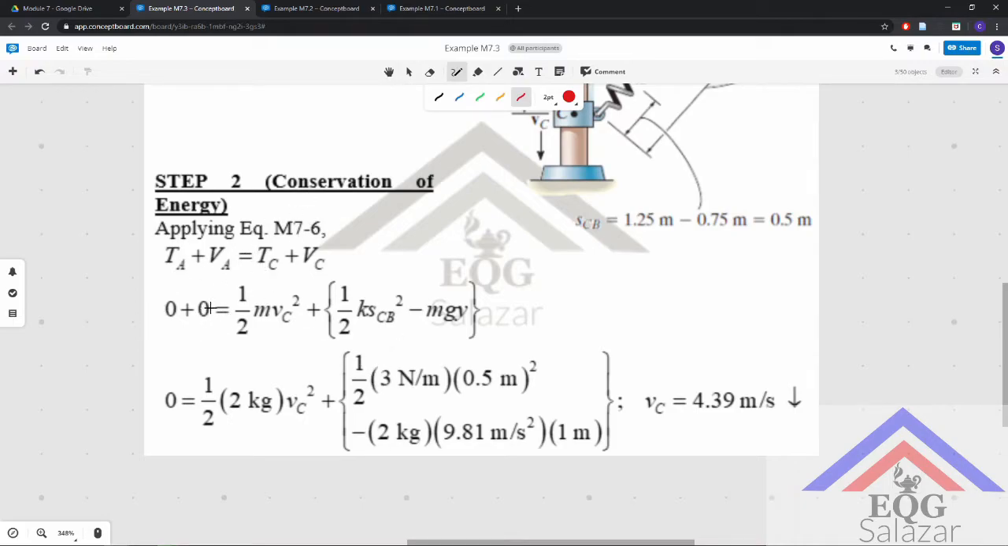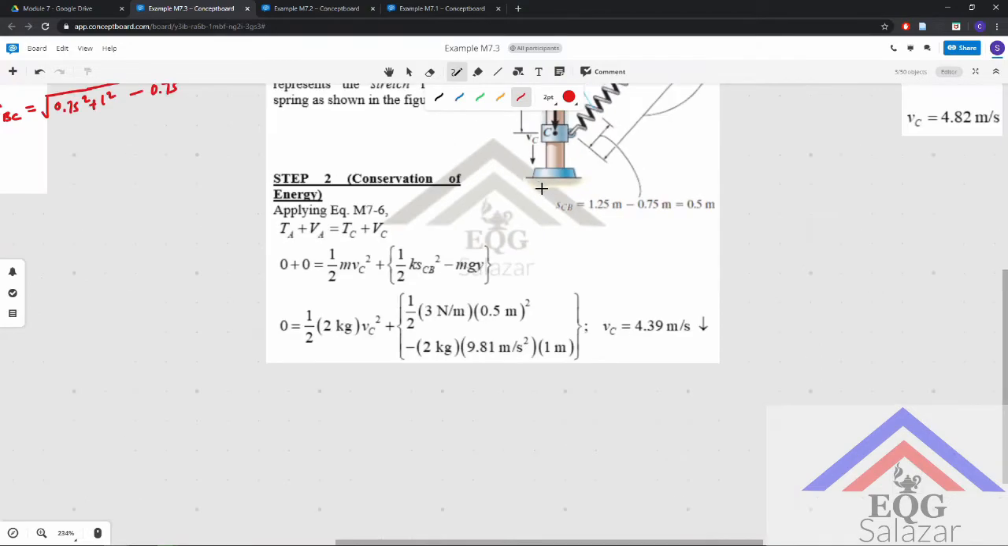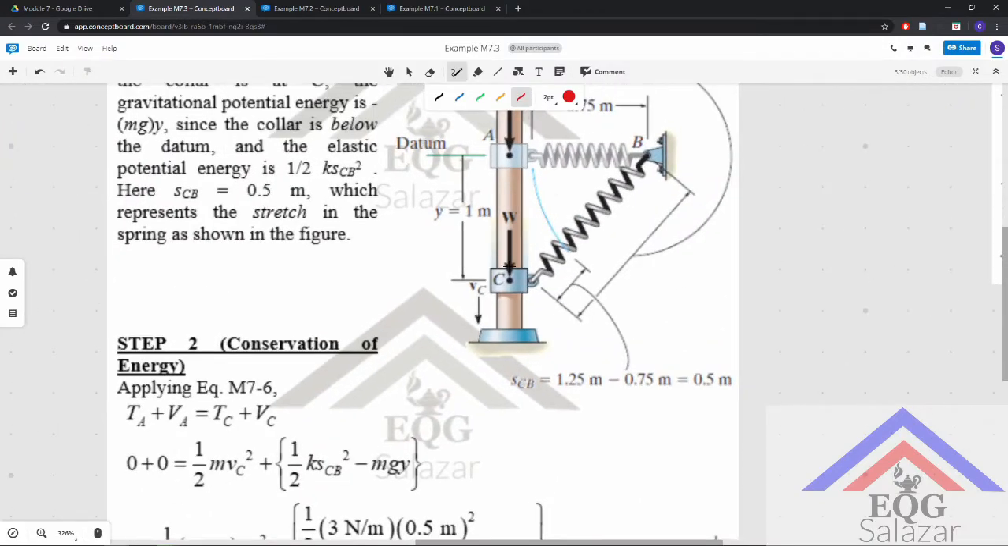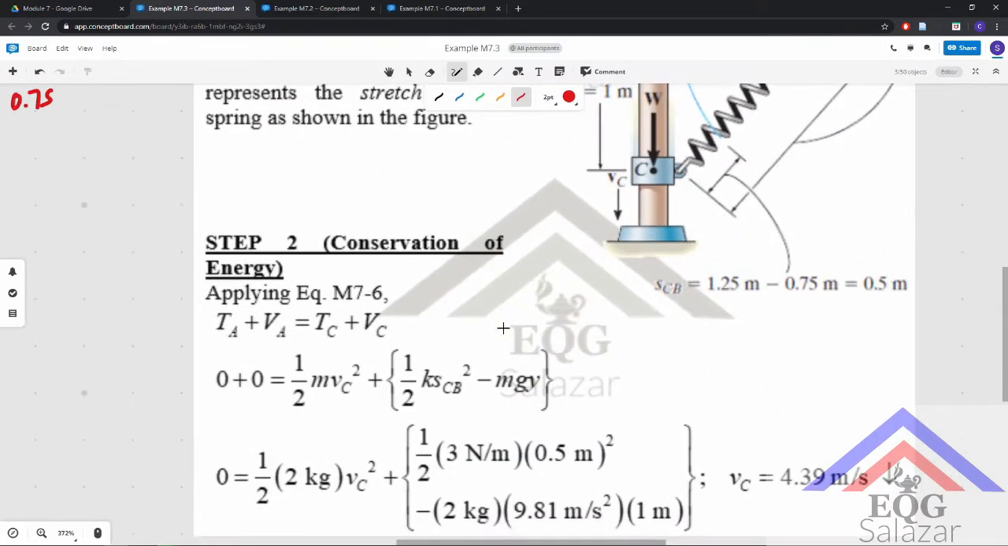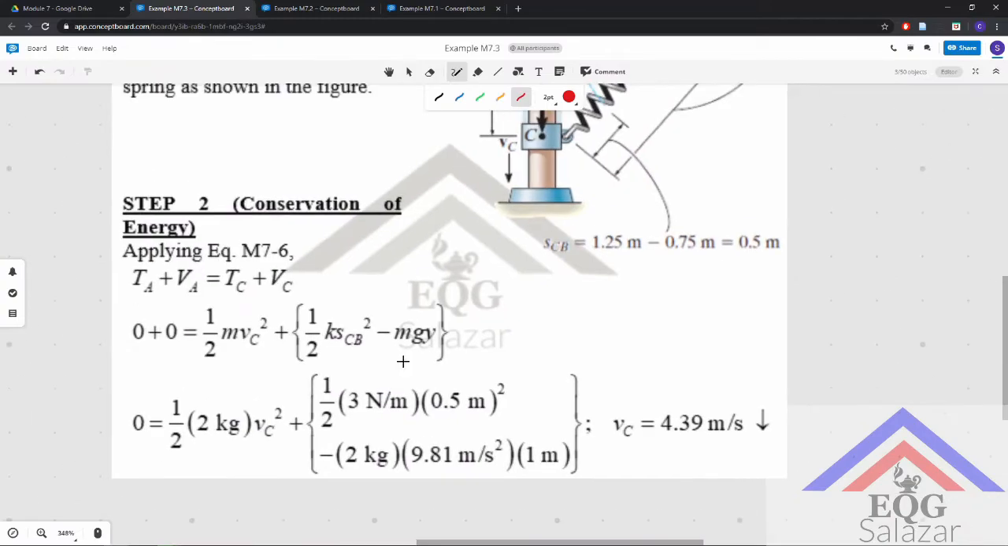And then it is located at the datum line. Therefore, there is no potential energy due to gravity. Also, the spring is unstretched at that point. Therefore, there is no potential energy due to the spring force. Okay, but at C, it's going down at a speed vc. Okay, so that is what we want to get.